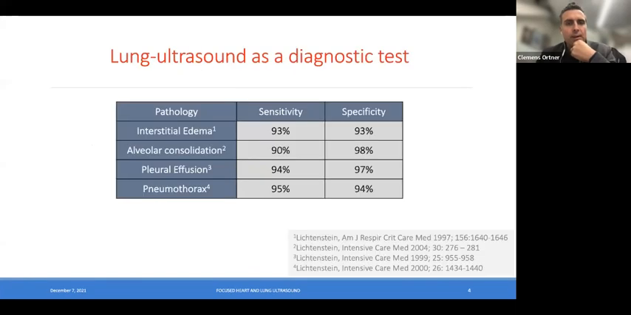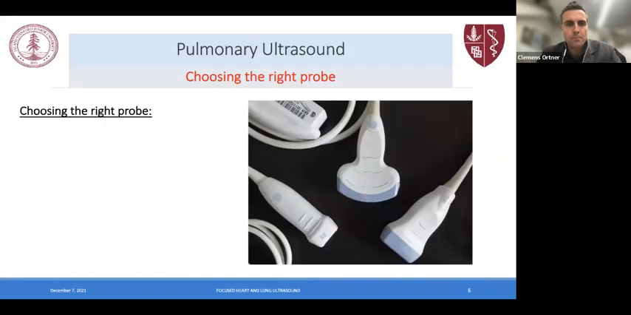Good, so first, lung ultrasound as a diagnostic test. There's very good evidence that comparing lung ultrasound with pulmonary CT scanning in order to diagnose interstitial edema, alveolar consolidation, pleural effusion, or pneumothorax, we have a very high sensitivity and specificity, more than 90%. And what also is important, lung ultrasound is very much superior to a conventional chest X-ray.